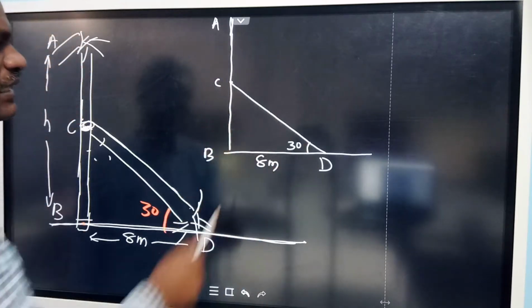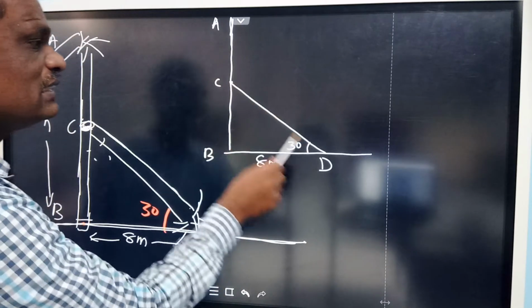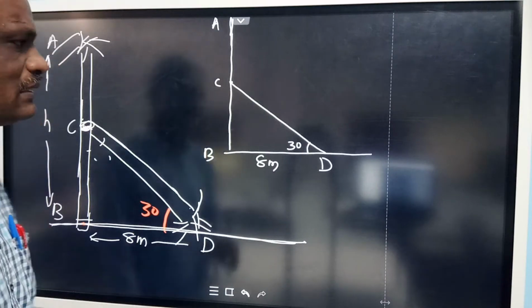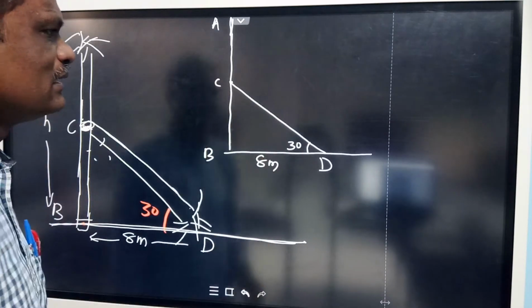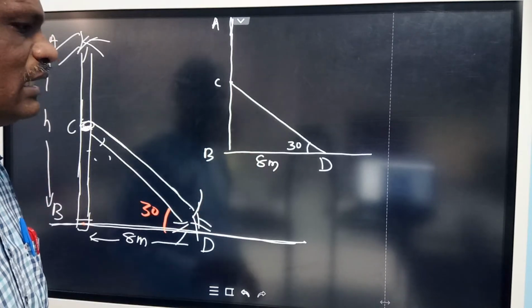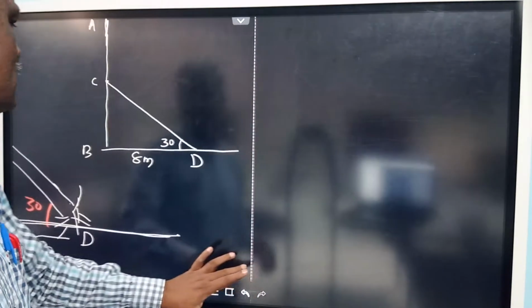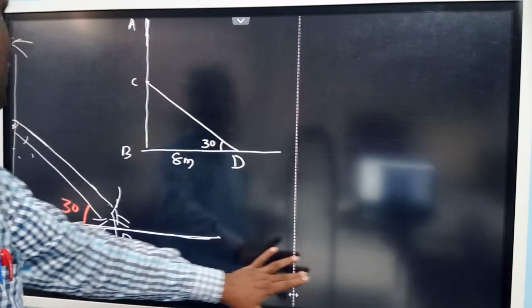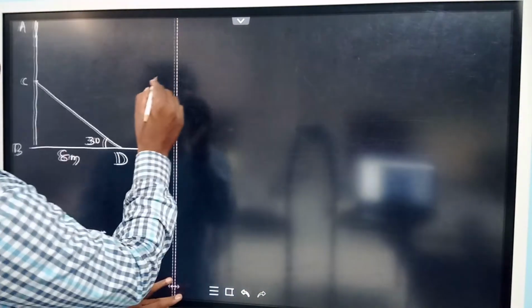Use this right angle triangle. We need to find out this and this, both the lengths. You need to find out BC as well as CD. We have 30 degrees and 8 meters. Apply trigonometric ratios. So here, let us write the details related to this diagram.